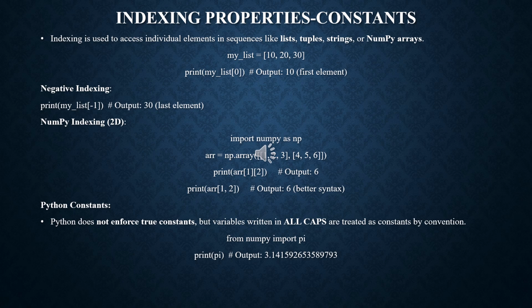So with pi they have given the example, printing the pi value. Normally the pi value is 3.141, so the output is 3.141. These are the examples of constants. And then the indexing property: it has positive index and negative index, and two examples are given in the function.